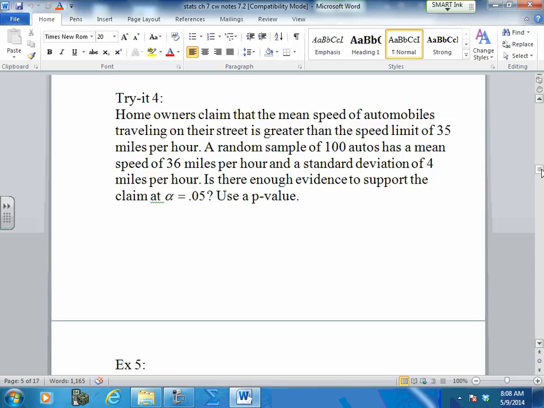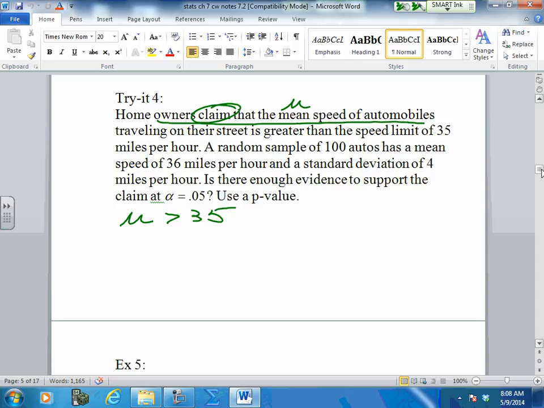All right. Homeowners claim, here's my claim. This is how you take this apart. There's the mean, there's the claim. That the mean speed, these are the homeowners, they claim the mean speed of automobiles traveling on their street is greater than the speed limit of 35 miles an hour. I'm a homeowner. These people speed past my house all the time. So I claim that it is greater than, they are going more than the 35 mile an hour speed limit.